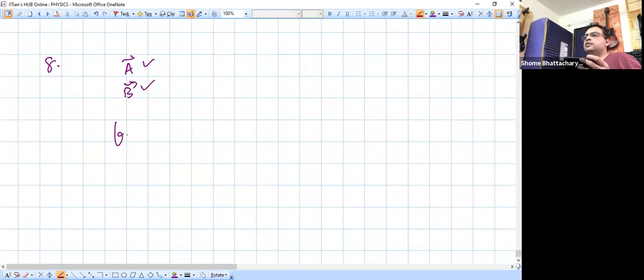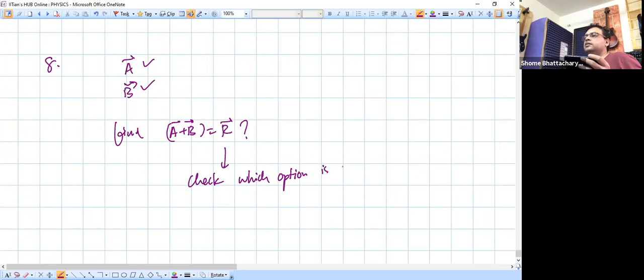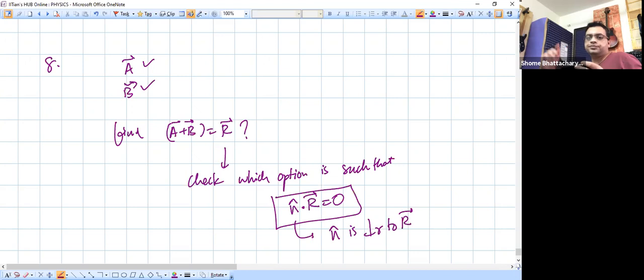In question 8, A is given to me, B is given to me. So first find their resultant, A plus B. Find this out. Then check which option is such that the given unit vector's dot product with the resultant should be 0. That means that n cap is perpendicular to the resultant. This is the condition for it.